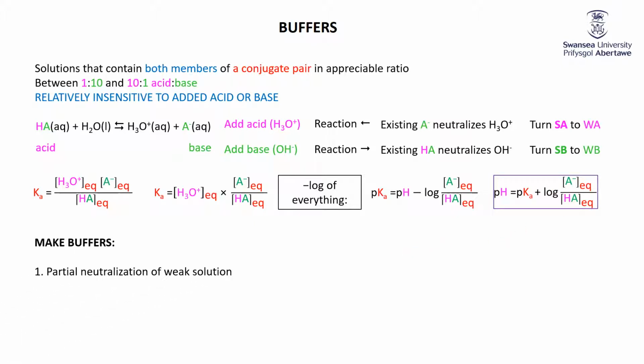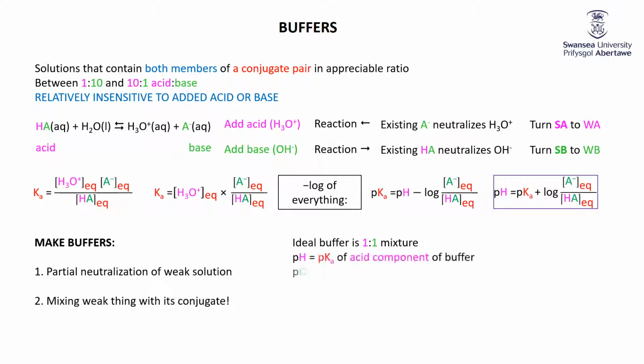To make buffers, you can either do what we saw before: take a weak acid and partially neutralize it, so every bit of the weak acid you neutralize turns into its conjugate base. Or you can just mix the weak acid together with its conjugate. Now there's a special buffer that's an ideal buffer, and that's where you've got a 1-to-1 mixture. That appears, if you think back to the titration, at the half equivalence point. At the half equivalence point, half the acid is still the acid, the other half has been turned into its conjugate base, so you've got a 1-to-1 mixture. At that point, the pH equals the pKa.